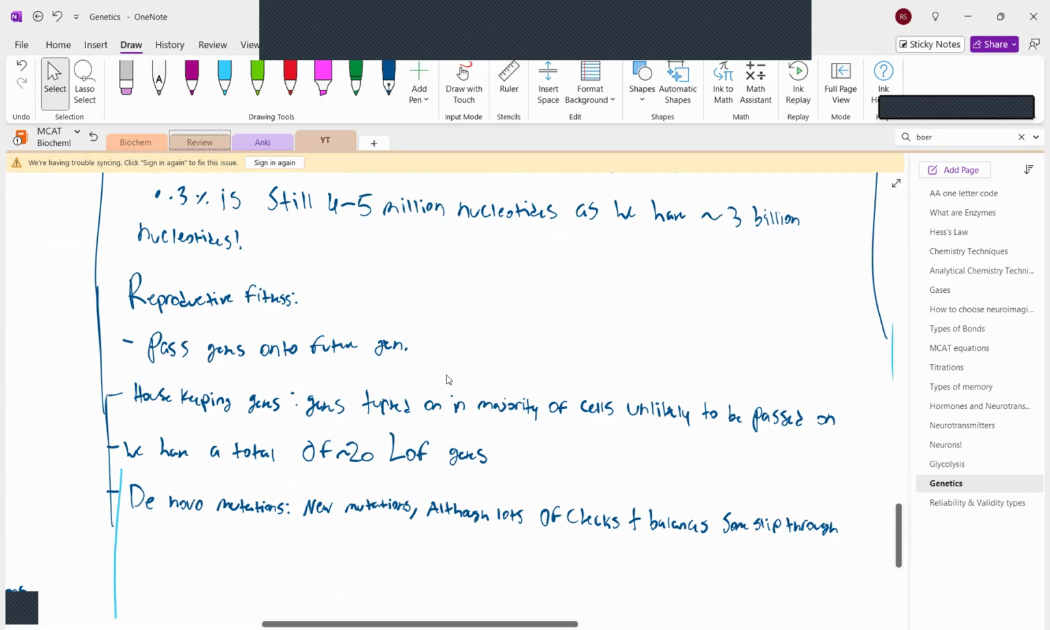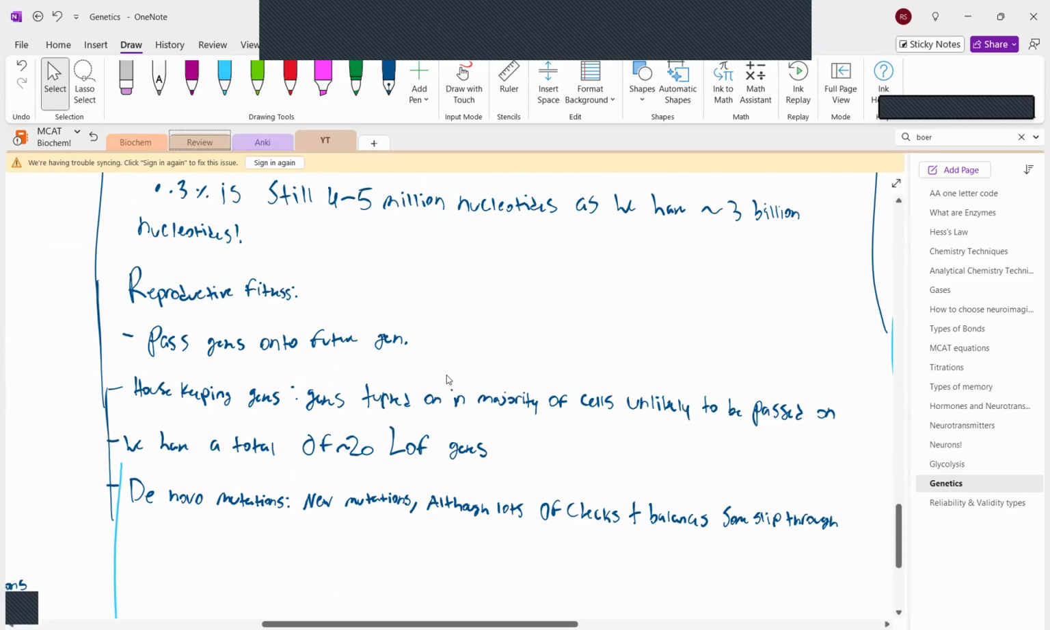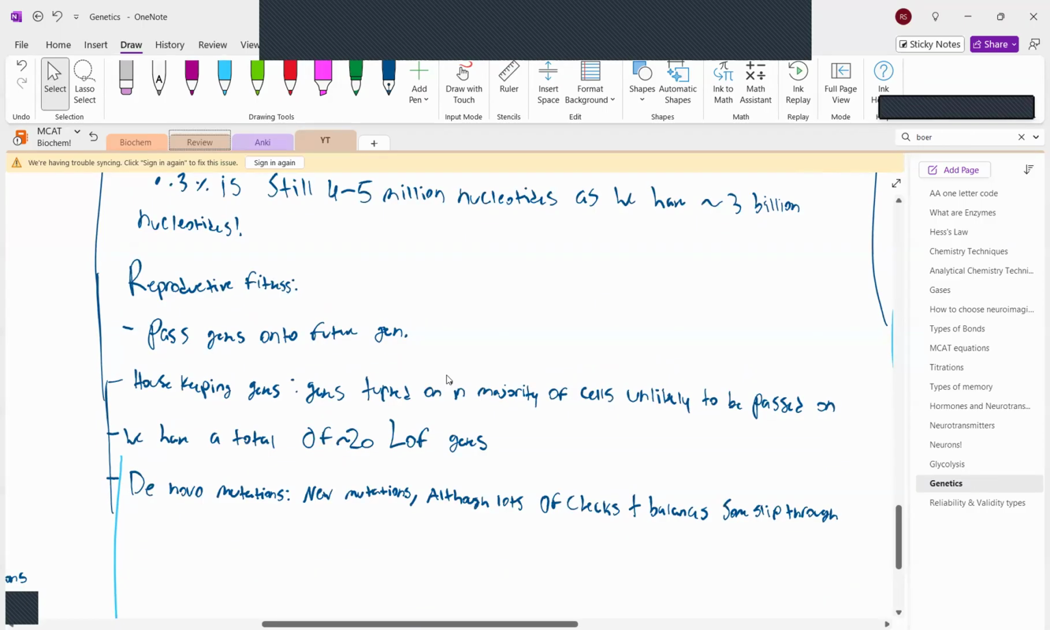I also want to talk about reproductive fitness. That's when you pass on genes to the future generation. If you have housekeeping genes, which are essential genes that are turned on in the majority of cells, and you have a loss of function mutation in one of those, it's unlikely that that embryo will be viable, which is what I was talking about a little bit earlier.